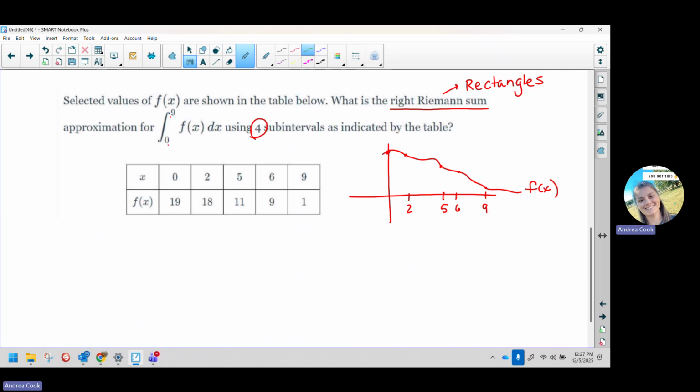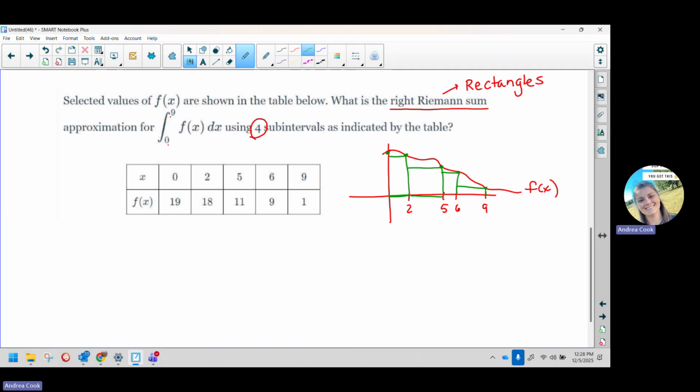So in my picture, because I only know these points, I have to use those points. And I'm going to draw the right rectangle, which means the right corner is touching the function. So when I draw this rectangle right here, that's the base, the height is that side, because the right corner is touching. So when I draw my next rectangle, this is my height. And then this rectangle and that rectangle.